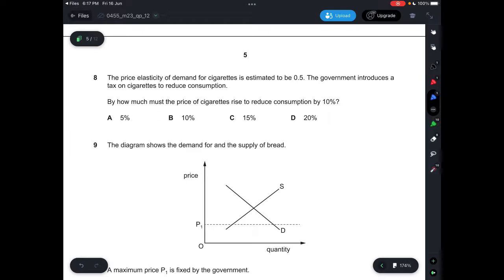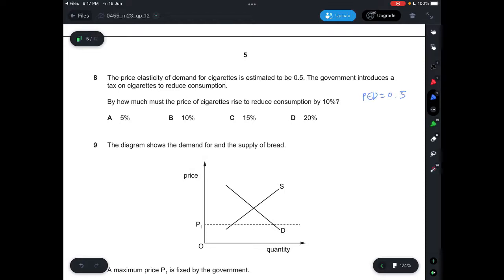Question 8. The price elasticity of demand for cigarettes is estimated to be 0.5. The government introduces a tax on cigarettes to reduce consumption. By how much must the price of cigarettes rise to reduce consumption by 10%? So the PED is 0.5, which means it's inelastic.